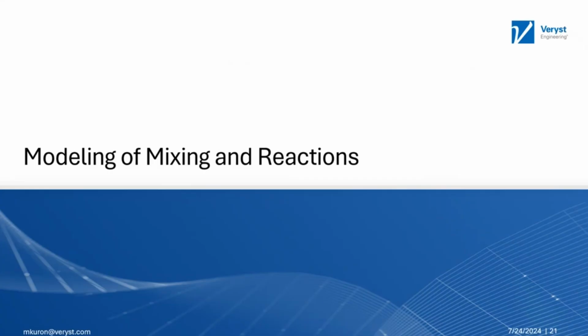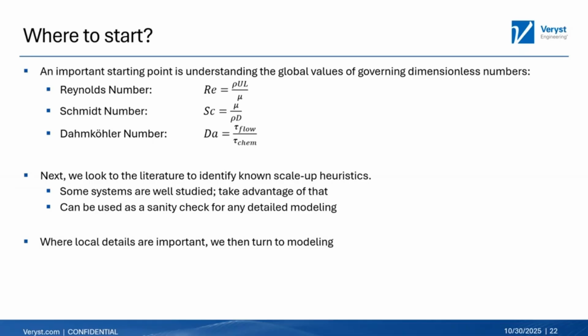Okay, so let's talk about how we apply these to some example systems that may be of interest. The first question is, where do we start? In our work, where we start is understanding the global values of our governing dimensionless numbers. First, the Reynolds number, which tells us whether the flow is going to be laminar or turbulent. That helps inform us what the appropriate scaling parameters are for understanding mixing timescales. Then we'll try to understand the Schmidt number, the ratio between momentum diffusivity and mass diffusivity. In these scenarios, what we're looking for is, for instance, in liquid-liquid mixing, even when we have what seems like a high Reynolds number, we may still have poor mass transport.